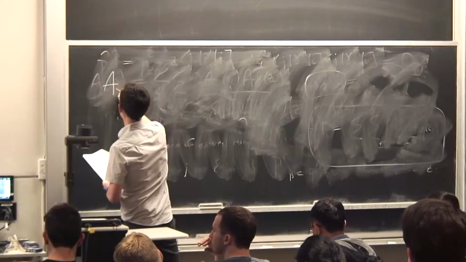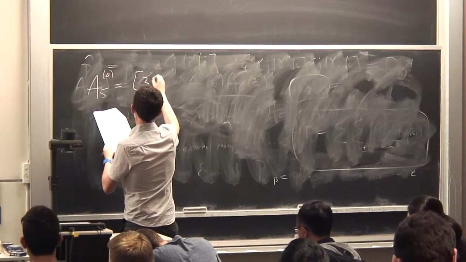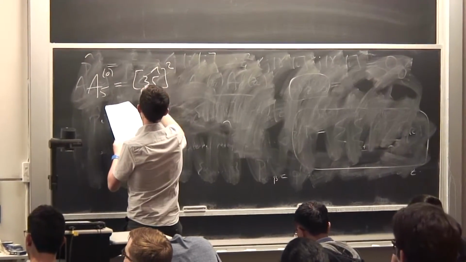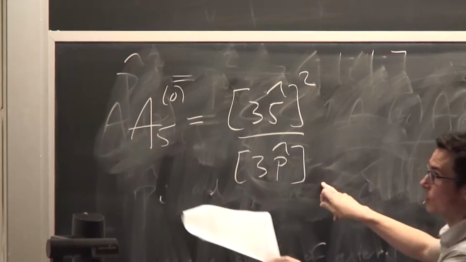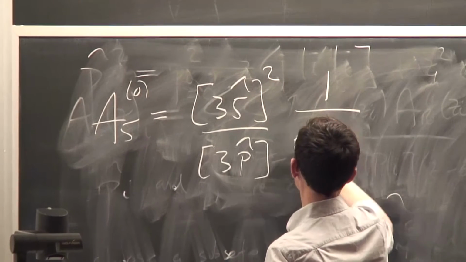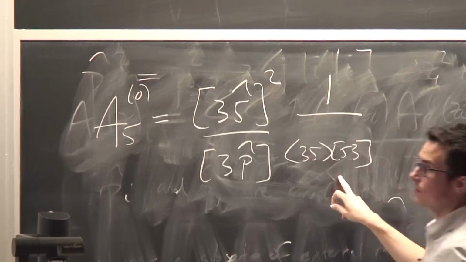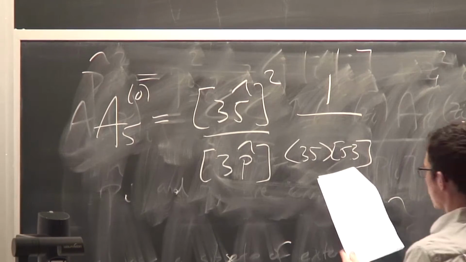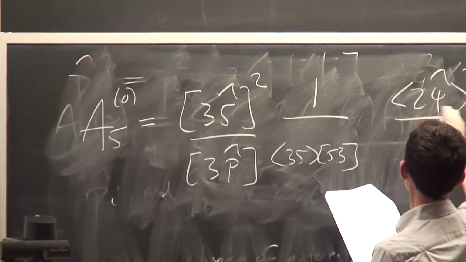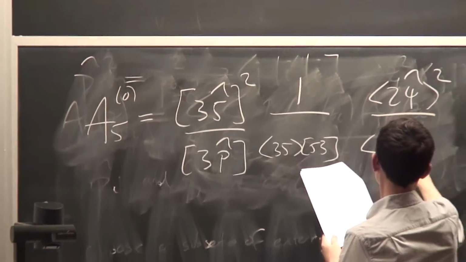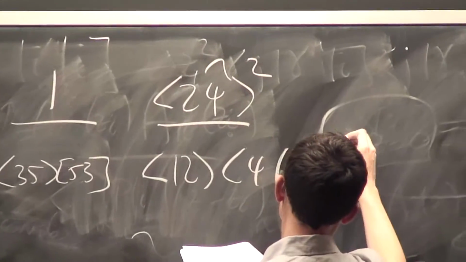So the thing that we want is given by ⟨3 5 hat⟩ squared divided by ⟨3 p hat⟩. So this is the left amplitude. Then I get my unshifted propagator, so ⟨3 5⟩[5 3]. That's just s 3 5. Then I get my right amplitude, which is ⟨2 4 hat⟩ squared divided by ⟨1 2⟩⟨4 minus p hat⟩.